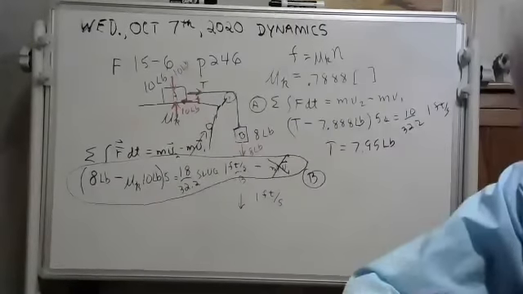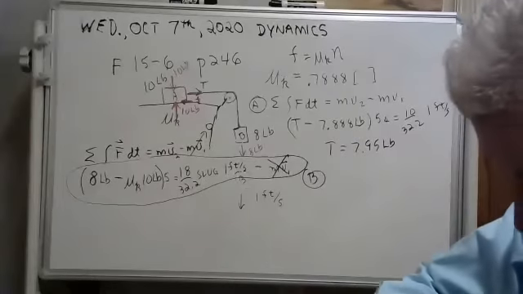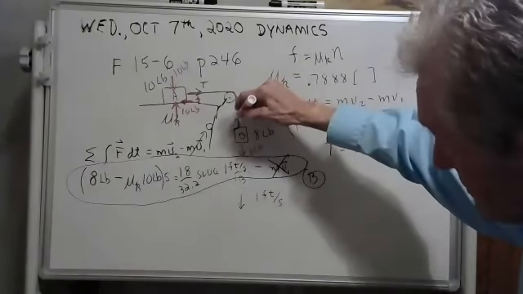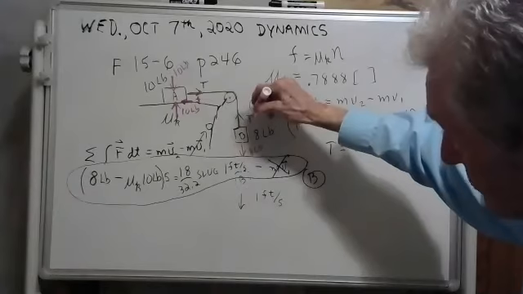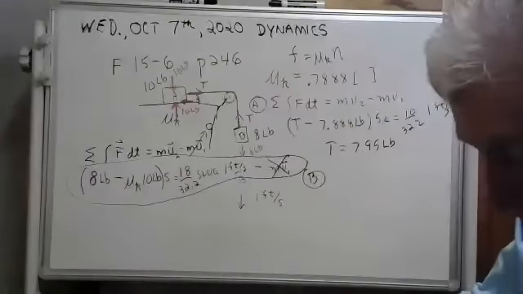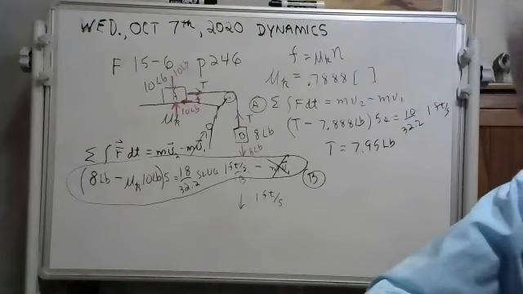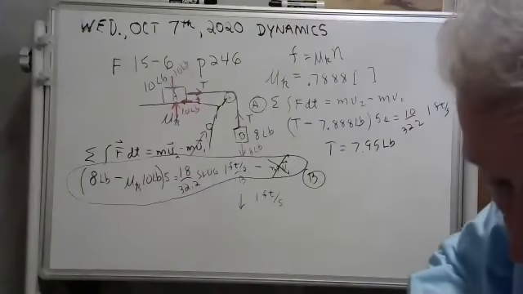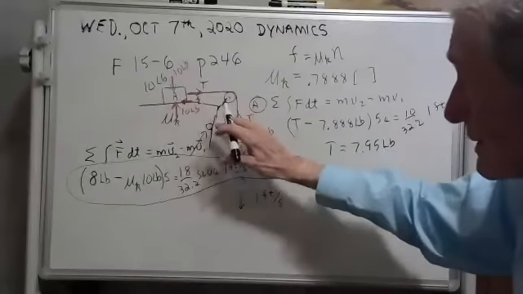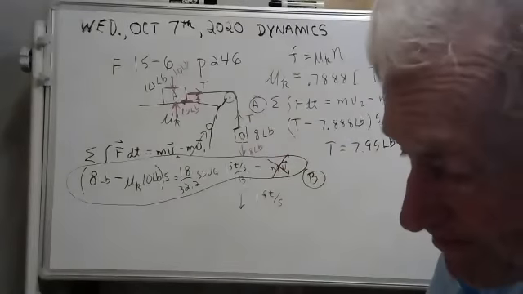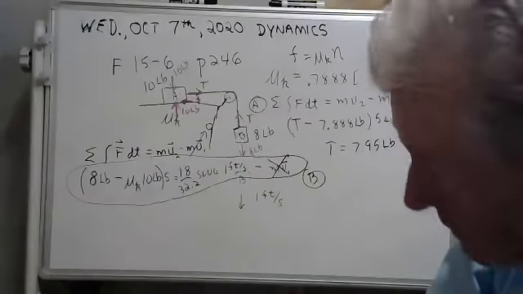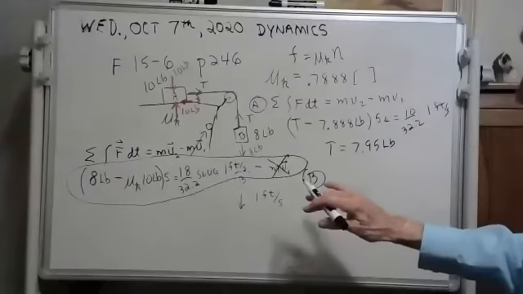Now, see, on body B, you've got a tension. It's the same tension, but it's going up. So that's an external force on B. See, when you consider both bodies, you don't need to worry about the tensions. They cancel out on both bodies. But on B, you've got to include it.